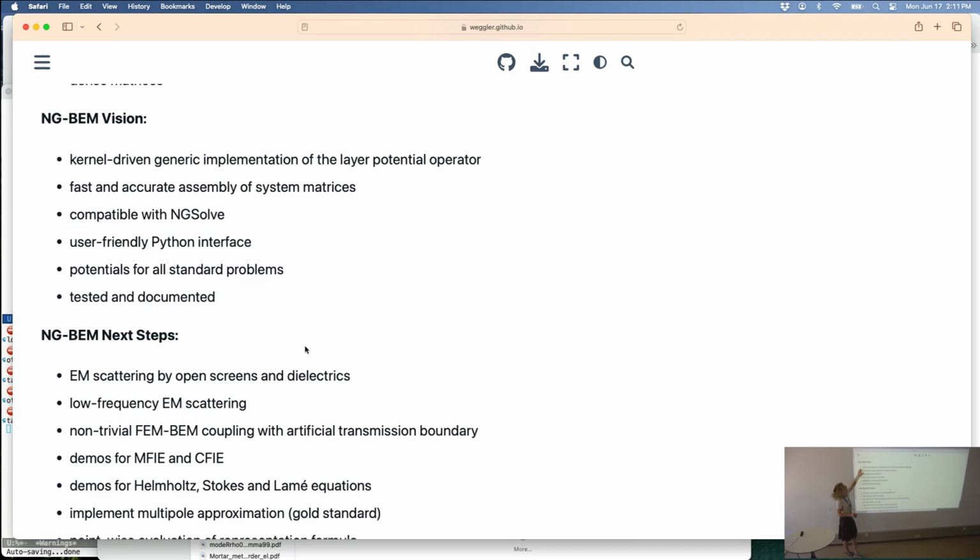Where are we now? So we have the generic implementation that's there. We have a first implementation of fast and accurate assembly of matrices. So the ACA approximation is inside the code, and also, of course, the dealing with the singular integral operators. It's compatible with NGSolve. There is a user-friendly Python interface. We have potentials for all standard problems, but tested and well documented: please wait another 2 or 3 months, maybe in October. Next visit.